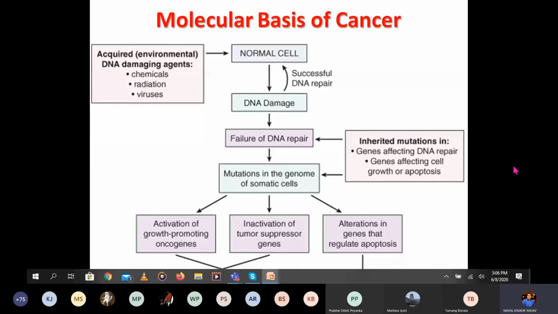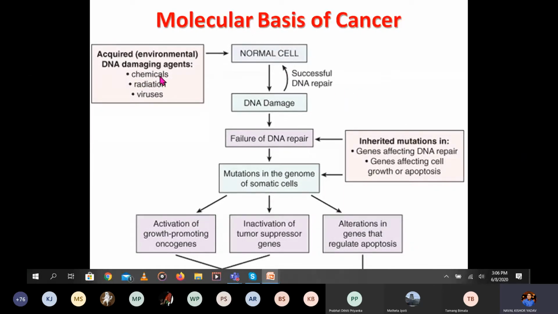So this is the molecular basis of cancer by all these three: chemicals, radiation, and the viruses. So this is the normal cell. If you remember the replications, during the replications there will be DNA damage. That is normal, which can be repaired by the different enzymes. Different types of DNA polymerase will come and remove that damage.